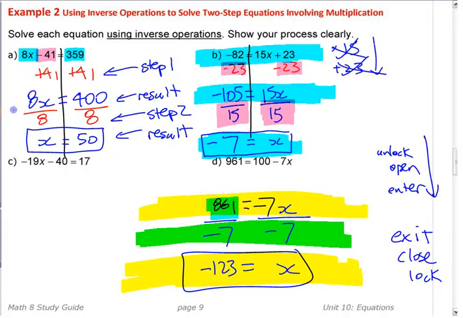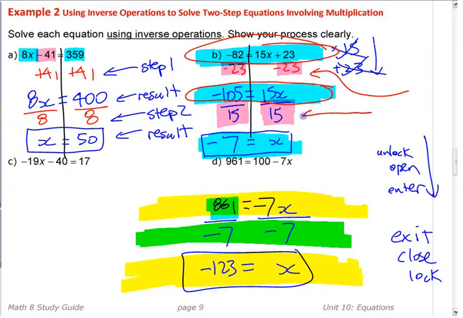In your mind, think about it again like this. You have something to start with. You perform one operation to both sides. You get a result. You do something else to both sides. You get a result, and that's the final result.